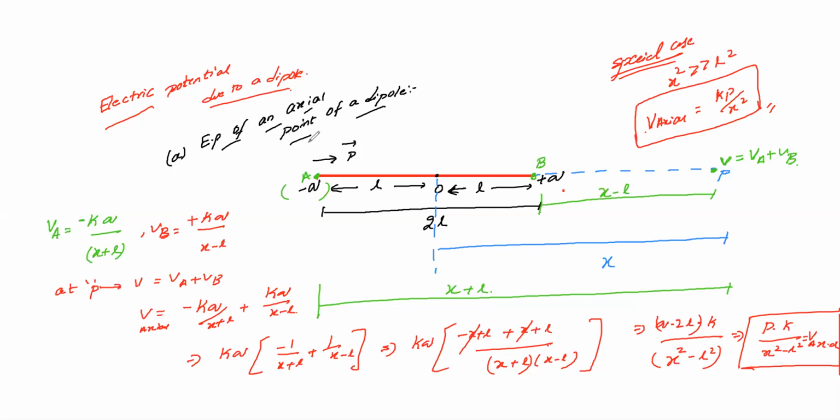Right. Okay, so next one. Let's see the next subheading. Whatever we are discussing here is under your dipole only. So the next subheading for your dipole case, the second one: electric potential at an equatorial point. Electric potential at an equatorial point of a dipole.